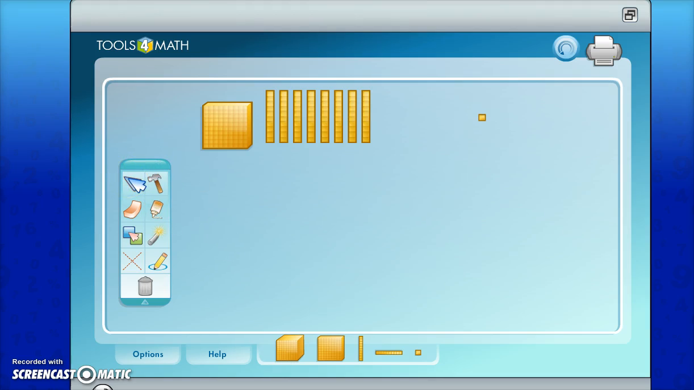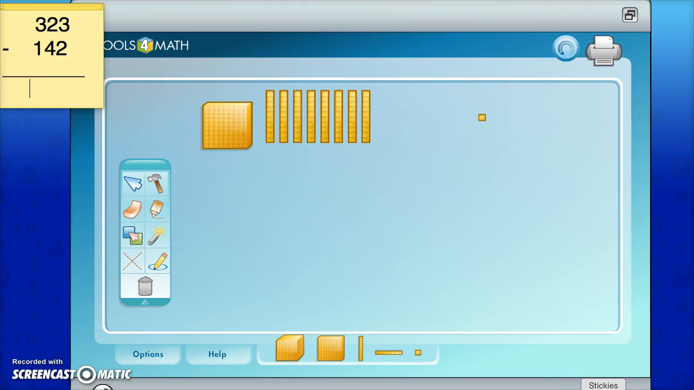Great. At this point, I'm finished. I have no more place values. I have no more regrouping. All I can do now is solve the problem. And I have to figure out what the difference is between 323 and 142. To do that, I count up the remaining blocks and I have to put their values in the correct place value in the difference or the answer.